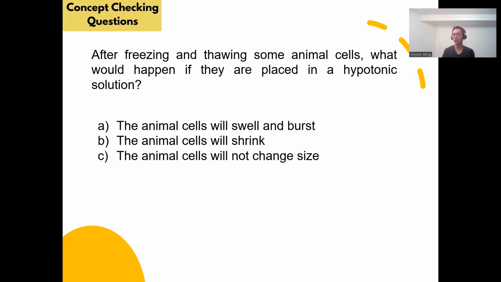Okay, here are the results. Interesting, right? We have almost an equal split. So let's talk about this. A lot of you read this and you're like, oh, hypotonic, the big O means water is gonna come in. It will swell and burst, and that's why you chose A, right? Those of you who chose A, I think that's what you were thinking. Am I correct? Probably, okay.